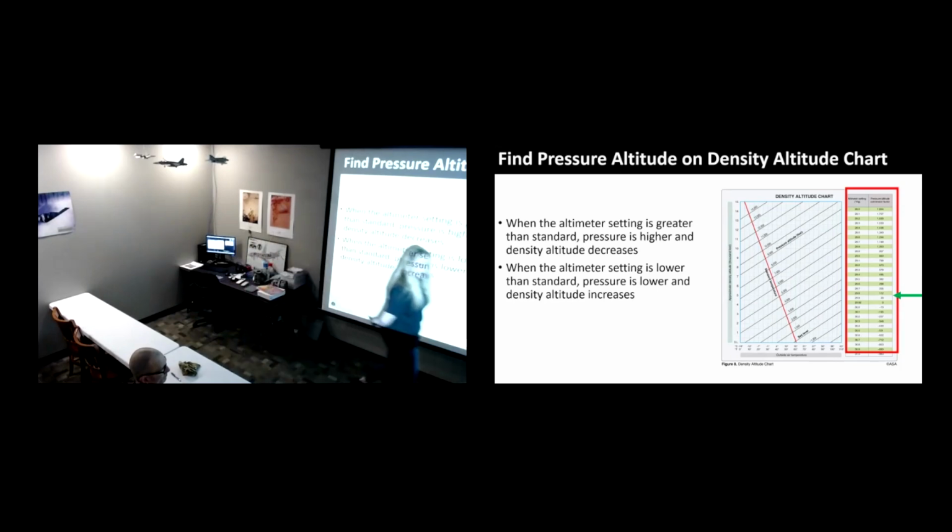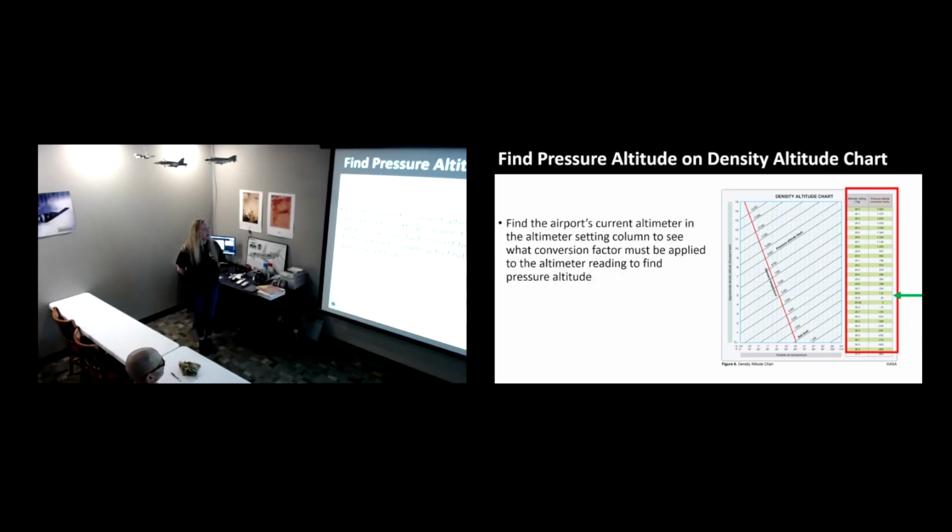And if you ever forget that, test taking skills: open that book, because you have the whole book, and pull this out and you will see as our altimeter setting gets higher, we get negative numbers, and as it gets lower, we get positive numbers, right? It's a nice, easy way to remember that because you don't need to remember it, right? Find the airport's current altimeter in the altimeter setting column, then see what conversion factors must be applied to the altimeter reading to find the pressure altitude.